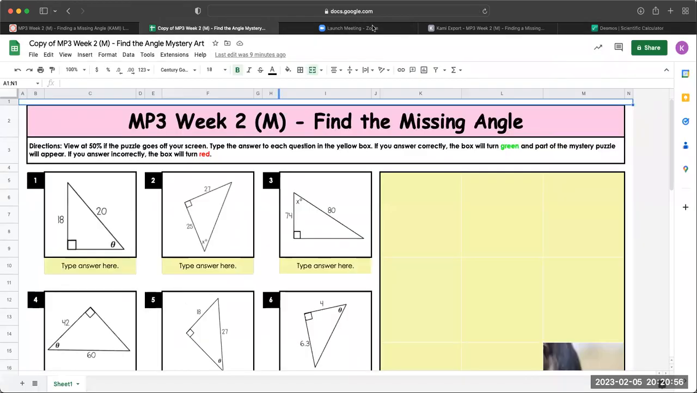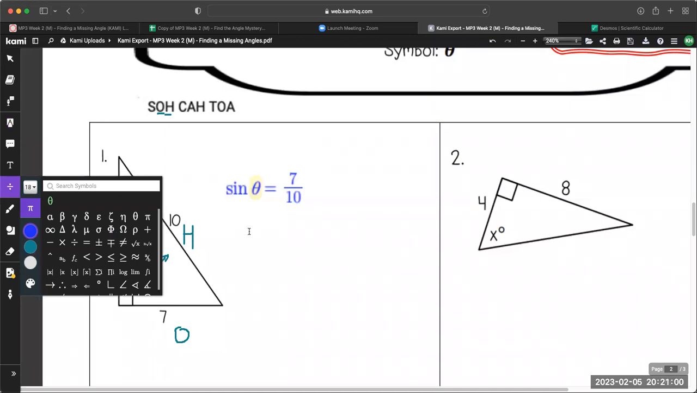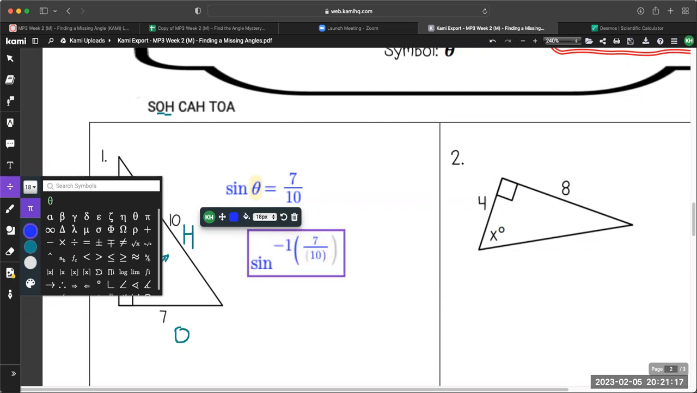Okay, so that was just our answer key. So we do our inverse sine. Can I use a little type now? Let's find out. Nope, it did that the other way. So, inverse sine of 7 over 10, right? And that gave us an answer.